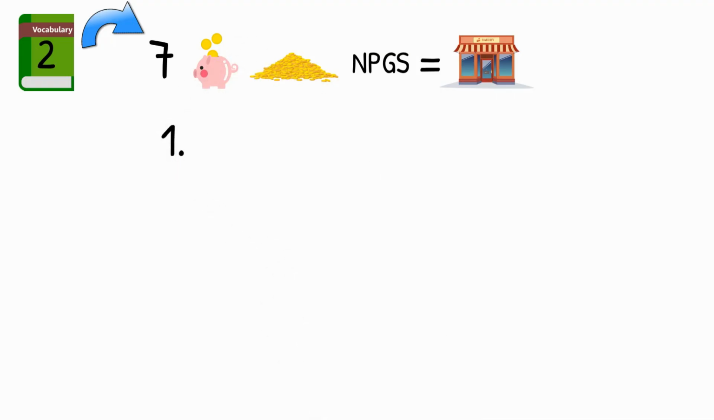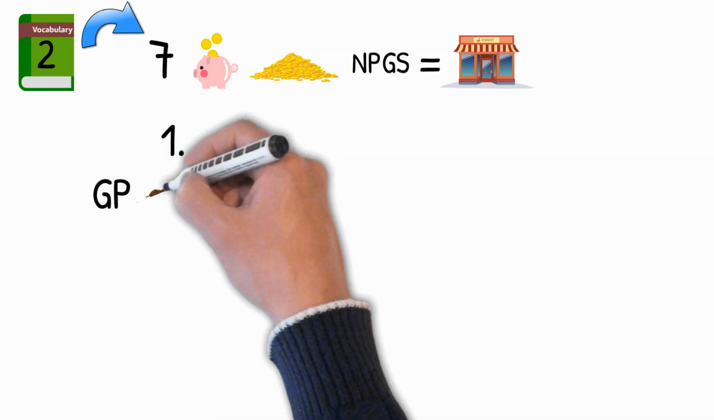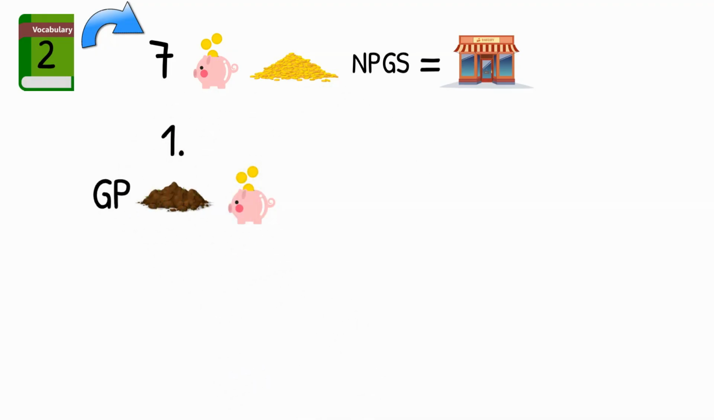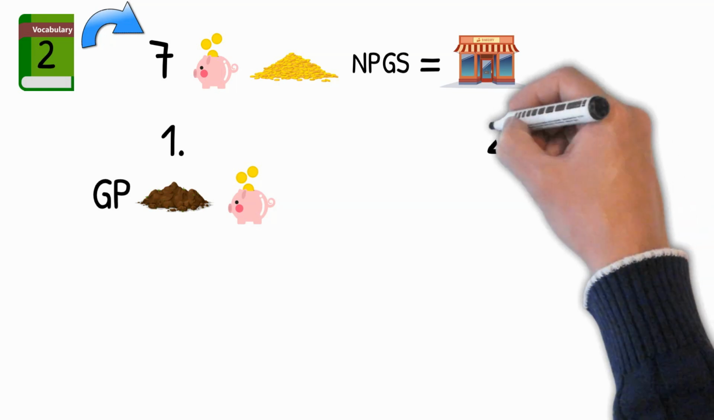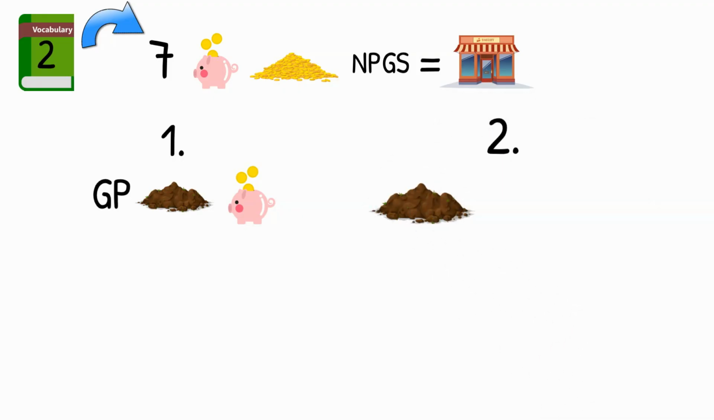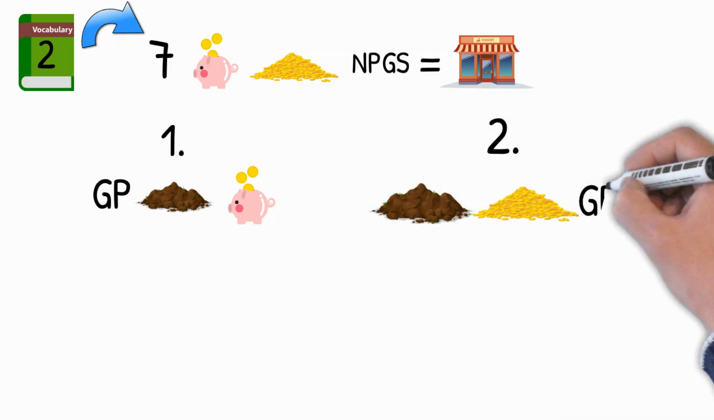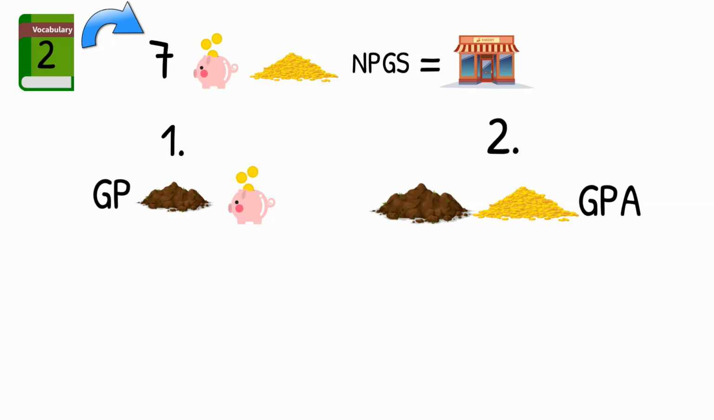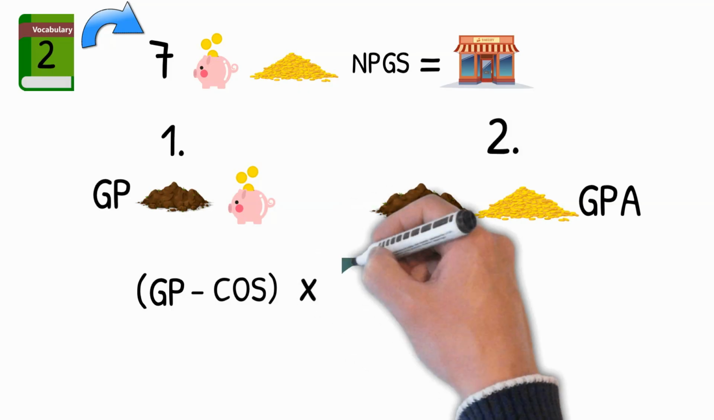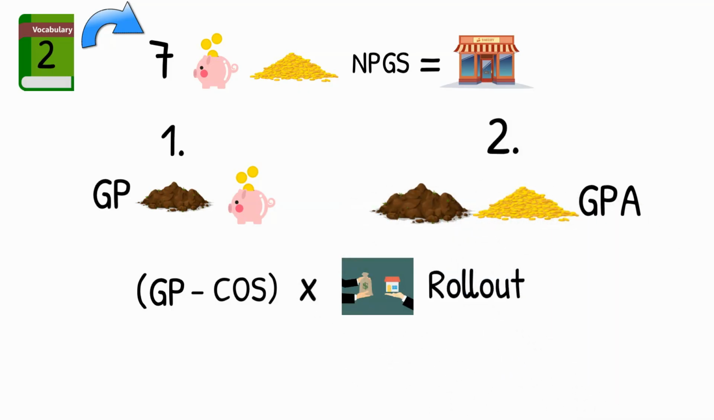The first is GP, or gross profit. It is the amount of dollars you get per sale minus the fulfillment cost. The second profit is gross profit accumulation, or GPA. It is the gross profit I just described minus cost of sales times the amount of sales you made per rollout. Note, a rollout is the majority of emails you send in a campaign.